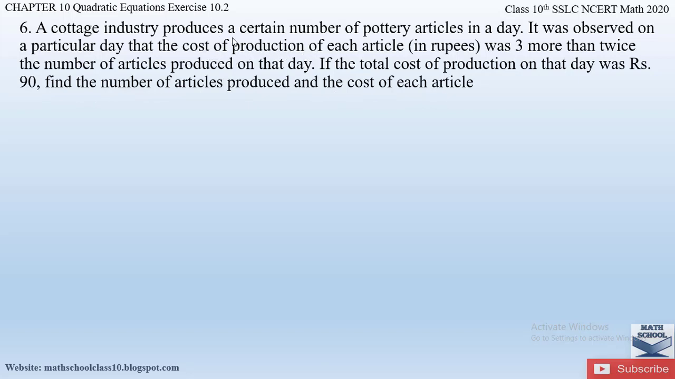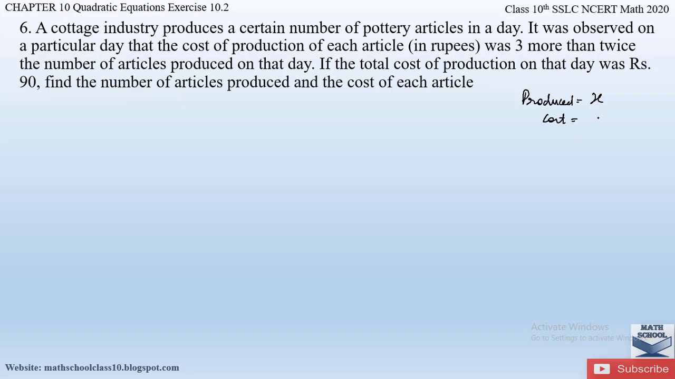There is a cottage industry which produces pottery articles in a day. It was observed that on a particular day, there were some number of articles produced. Let us assume that to be x. Now they are saying the cost of production of each article is 3 more than twice the number of articles produced on that day. So if we assume there are x articles produced, the cost of the article is 3 more than twice the number of articles produced on that day.